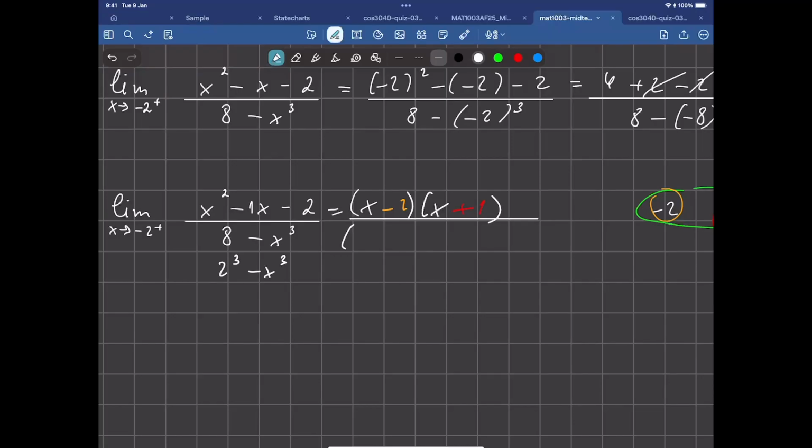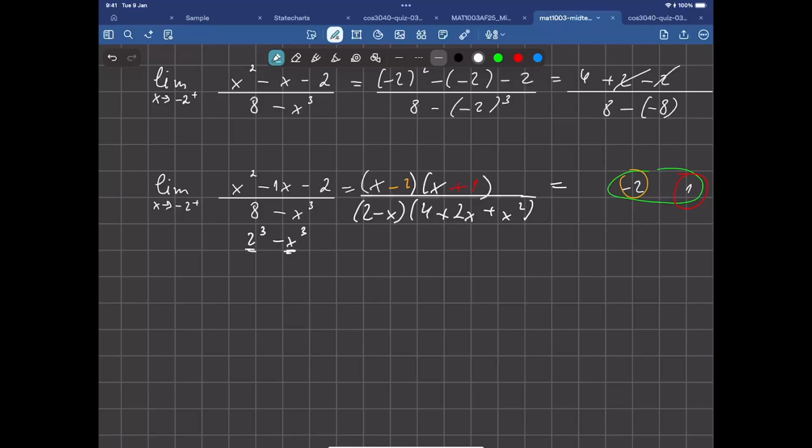So this is going to be 2 minus x in the first parentheses. And then you have 2 squared. That's just how the formula goes. 2 squared, which is going to be 4, plus the multiplication of these two, so 2x, plus that thing squared, x squared. By the way, here I forgot to write the limit, but I need it. So, the limit as x approaches minus 2 from the right.